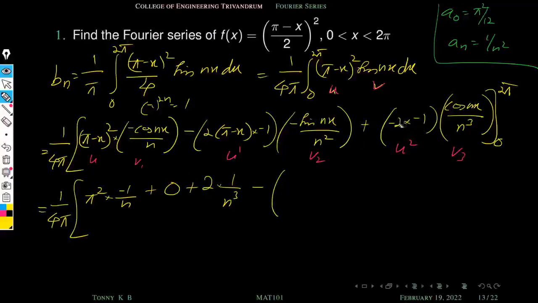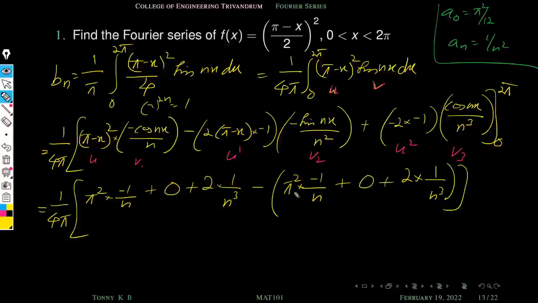Plus one more term, that is 2 into minus 2 into minus 1, that is 2 times, when x equals 2 pi, this is cos 2n pi, that is minus 1 raised to 2n, that is 1. So this is 1 by n cube. Next we have to substitute the lower limit. When x equals 0, this is pi squared into cos 0 is 1, minus 1 by n, plus sin 0 is 0, second term is 0, plus this is minus 2 into minus 1, 2 times cos 0 is 1 by n cube.